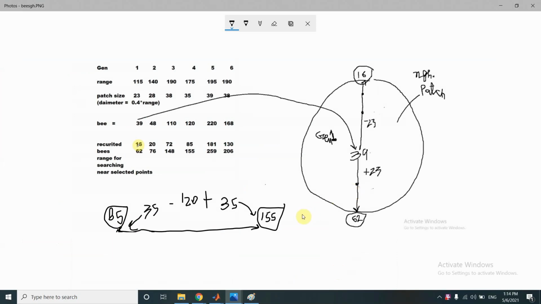We can look at this. Let me clear this up.